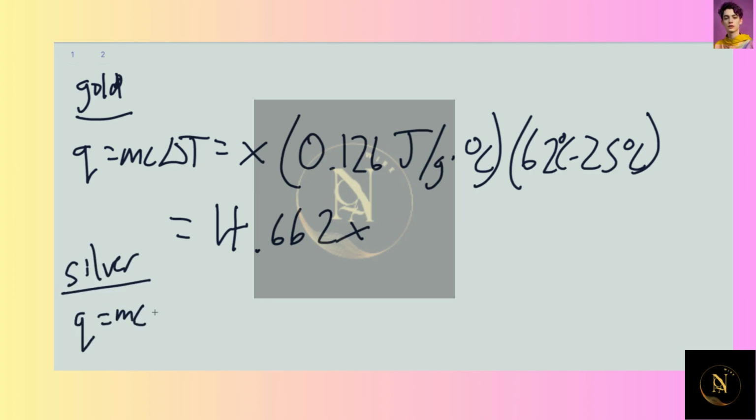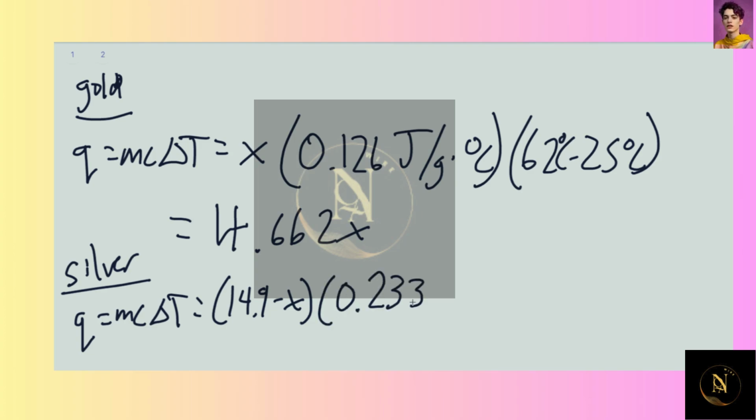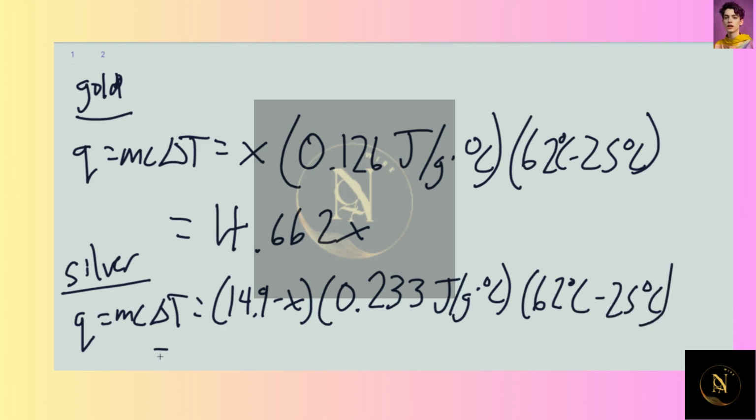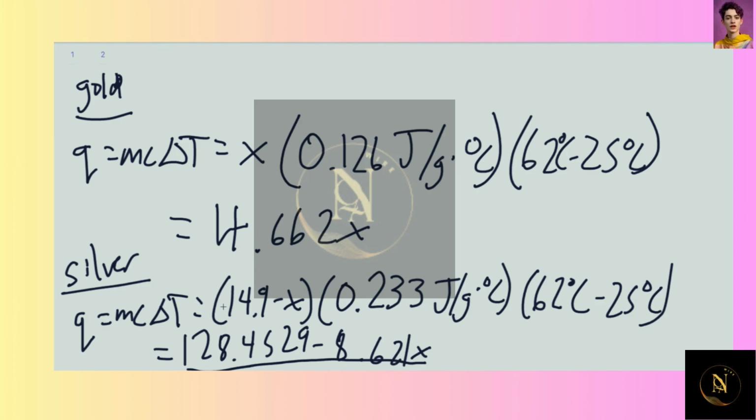So now we can do the same thing for silver. Q equals mc delta T equals 14.9 minus X times the specific heat of silver, which is 0.233 joules per gram degrees Celsius. And then we have our same delta T as with gold. And so that gives us 128.4529 minus 8.621 X. So this is our heat of silver.